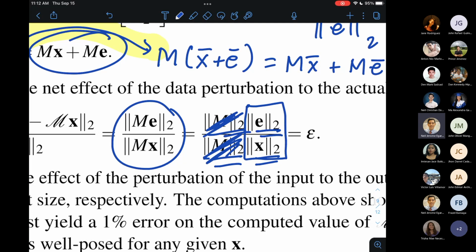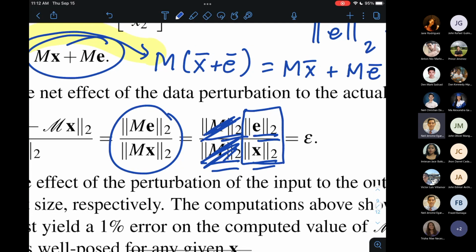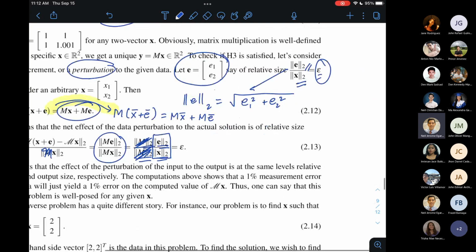But the L2 norm of E over the L2 norm of X was assumed to be equal to epsilon. So that means kapag nabago by a certain percent, or pag pinerturb natin yung input by a certain percent, the same percentage will be the change in the solution. So you can interpret it this way. Kapag tainted by measurement noise yung data by say 1%, 1% lang din yung magiging change doon sa solution.